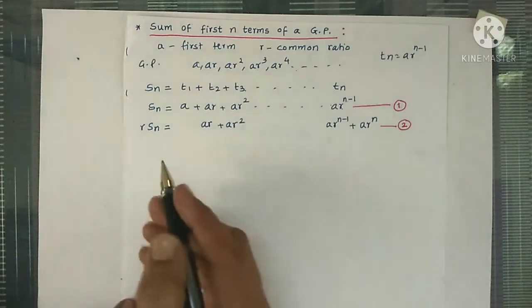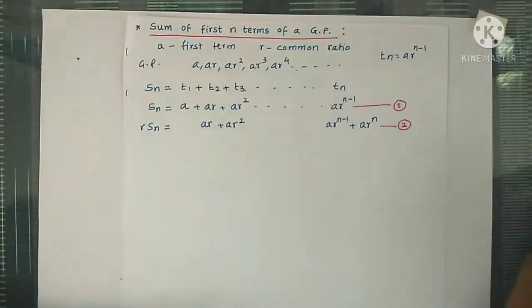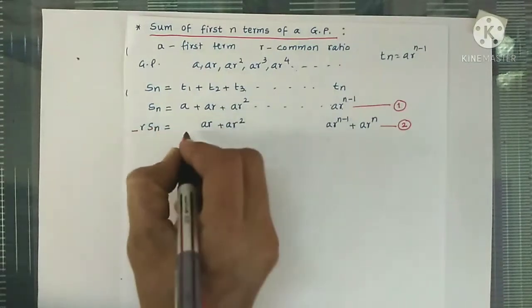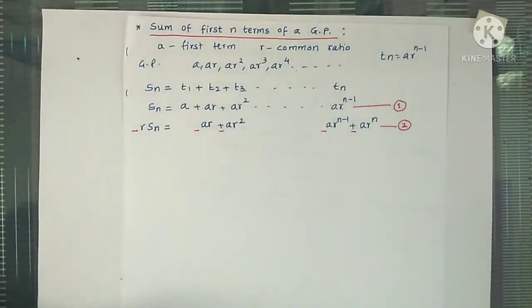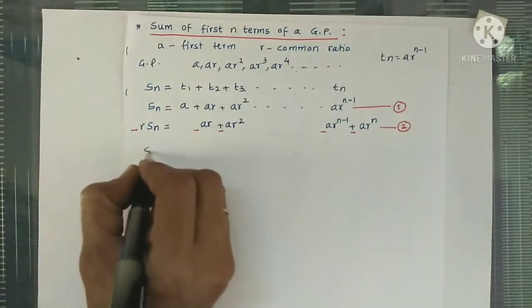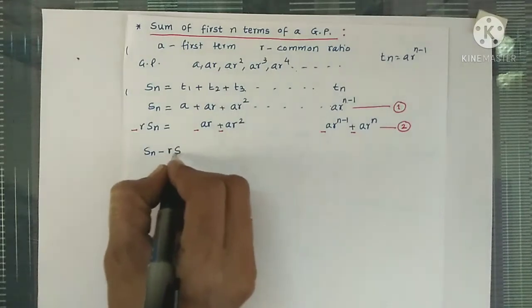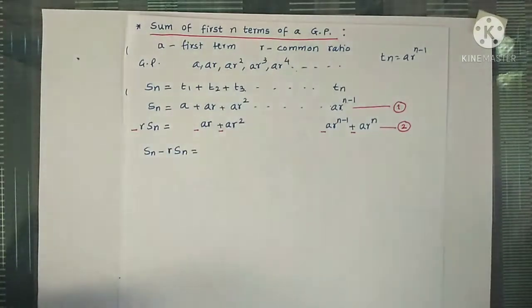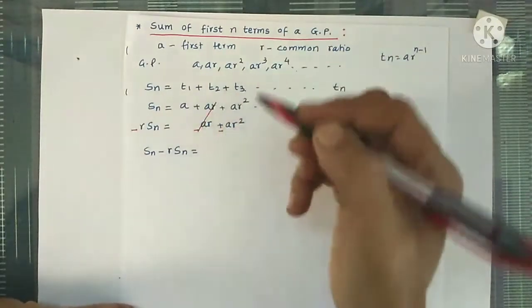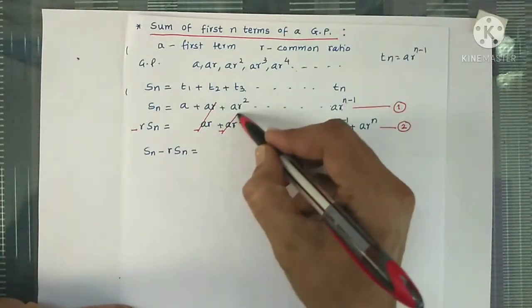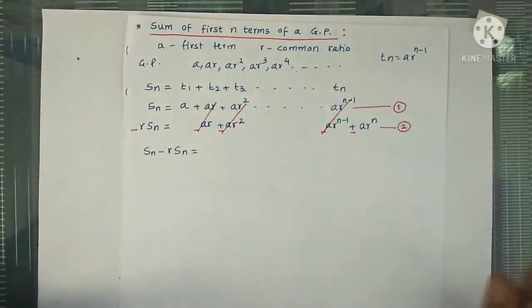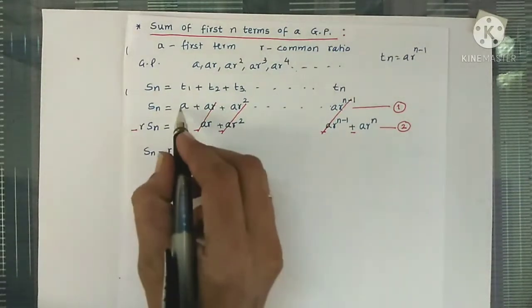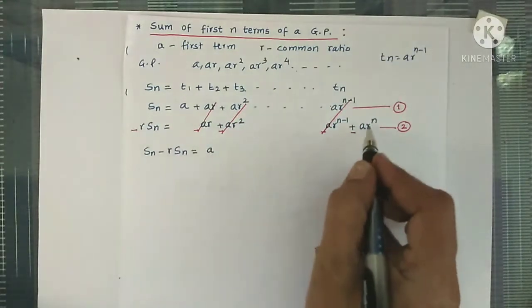Now let's subtract the second equation from the first one. When we subtract, the sign changes everywhere. So on the left hand side we have Sn minus R into Sn. Now AR minus AR gets cancelled, AR square minus AR square gets cancelled. So every term gets cancelled except A and AR raised to n, but this term has a minus sign now. So only two terms remain. Here A remains and here it is minus AR raised to n.